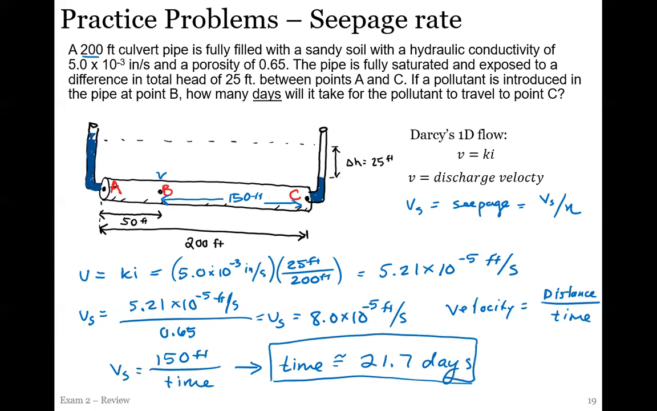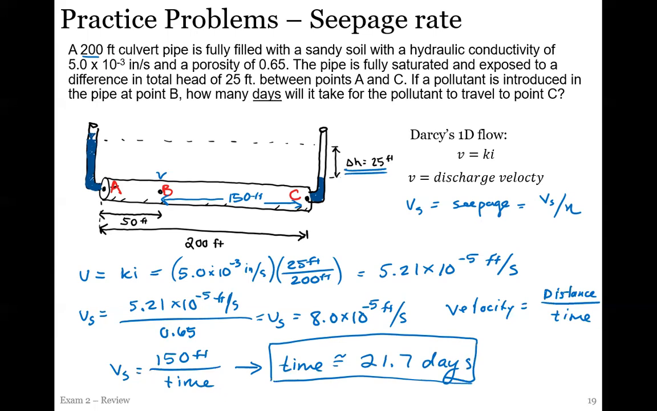So units for this is important again, and understanding that the permeability, the total K here, the total velocity is using the entire length, the 200 feet, because that's where the two head measurements are.